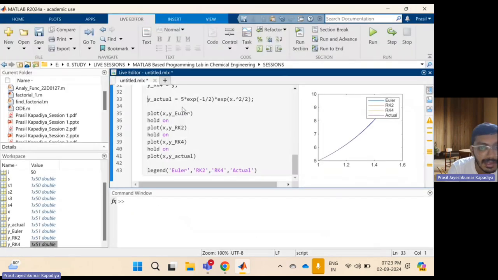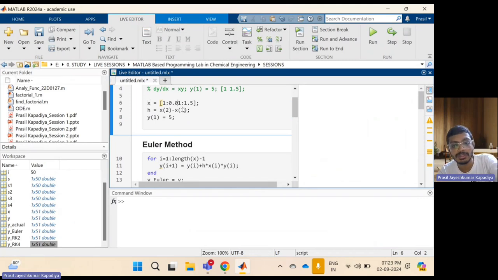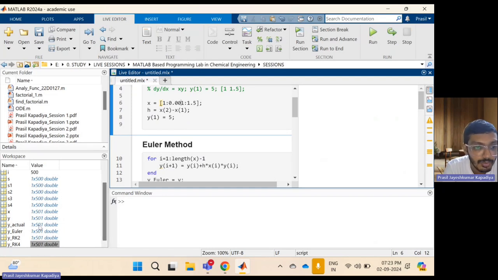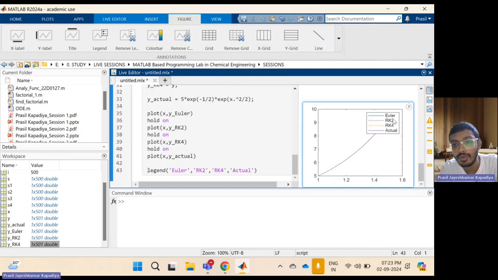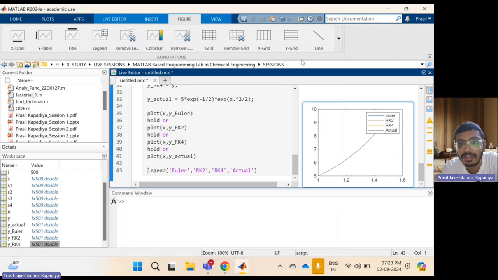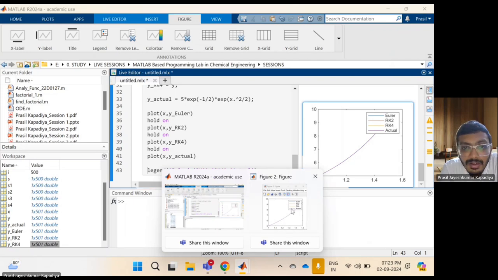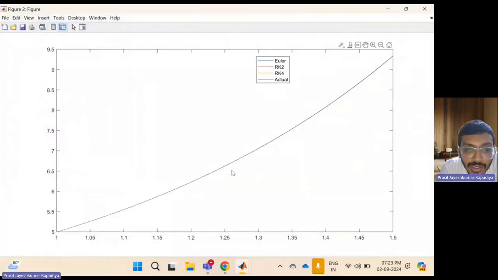Now let's say I am further reducing this 0.01 to 0.001. It is going to be computationally expensive because it is calculating the value of y at more number of points. Okay, so from 51 it is going to 501. So see, for an extremely small value of h, you can see that it is exactly matching with the actual solution.